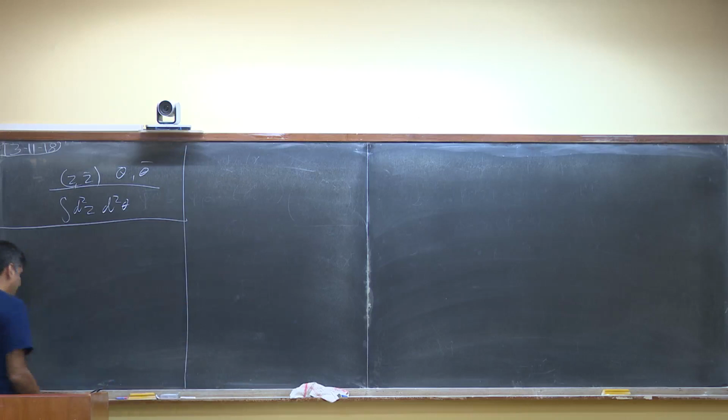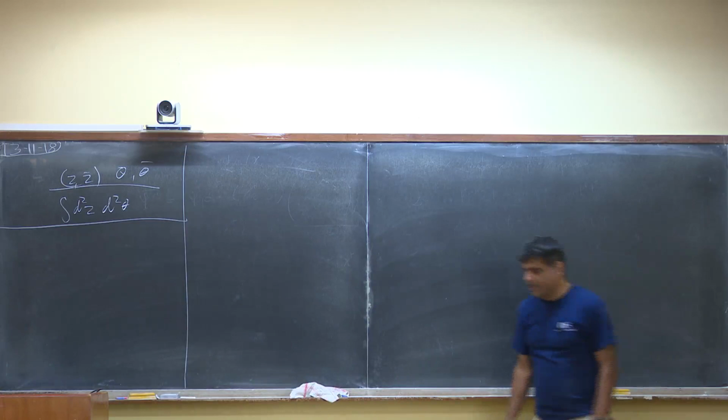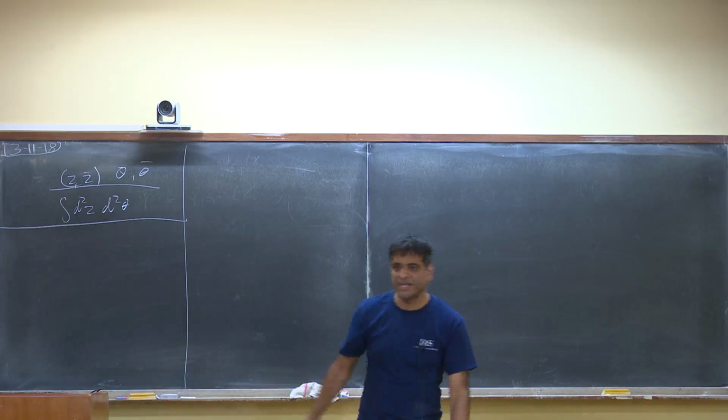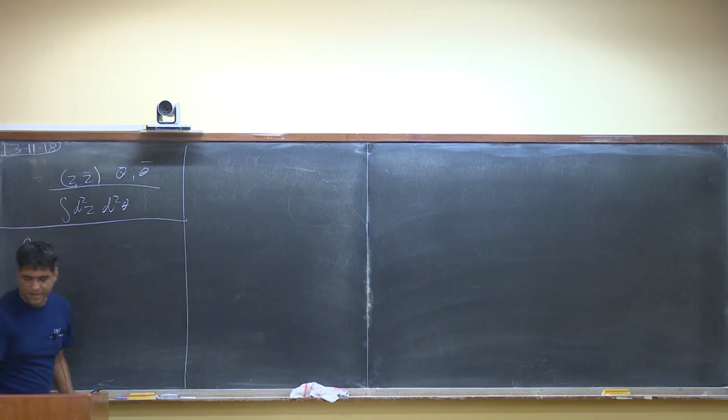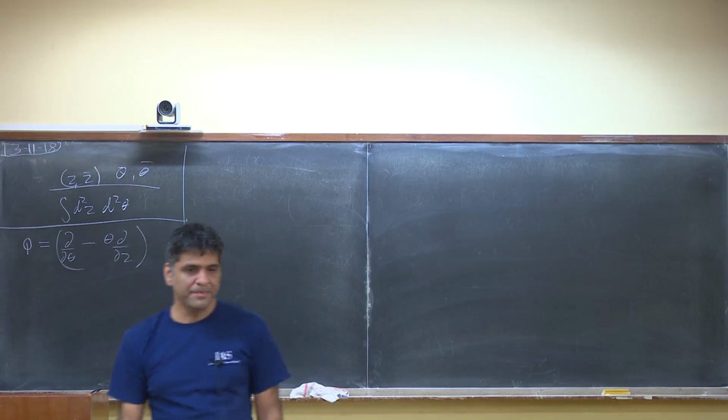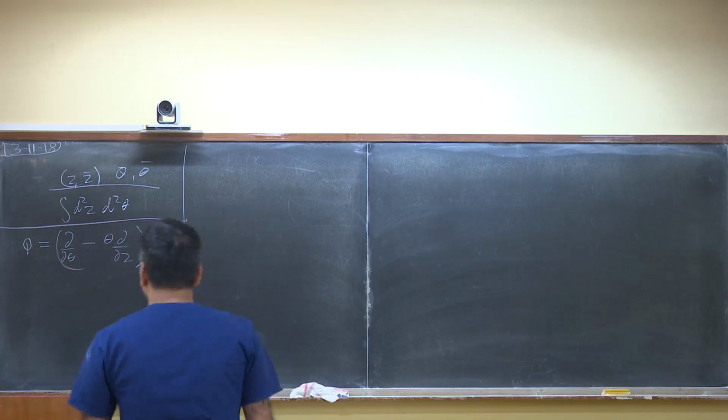However, before we start looking at a specific theory, let's do the following. Well, this whole notational convenience is interesting for the following reason. Within this notational setup, one can write down the following operator Q, which is del by del theta, minus theta del by del z. So just like del by del z is a generator of translations, this quantity will act on fields in the way that you imagine.